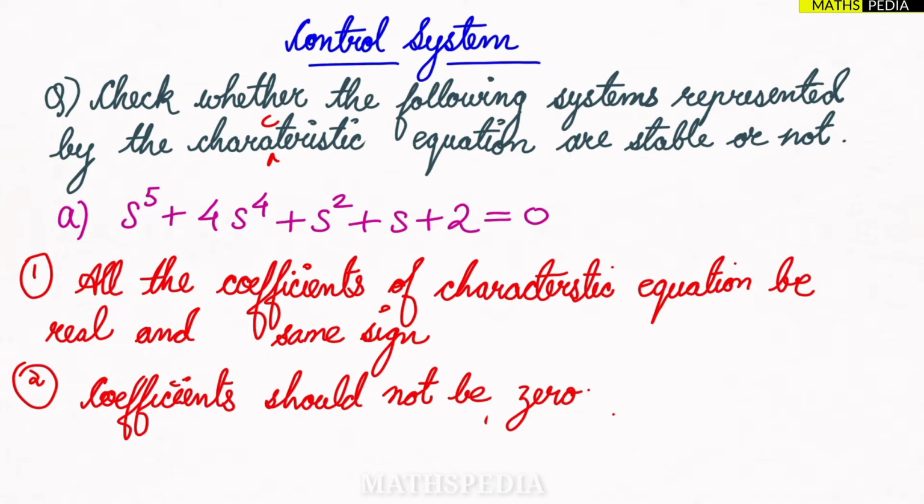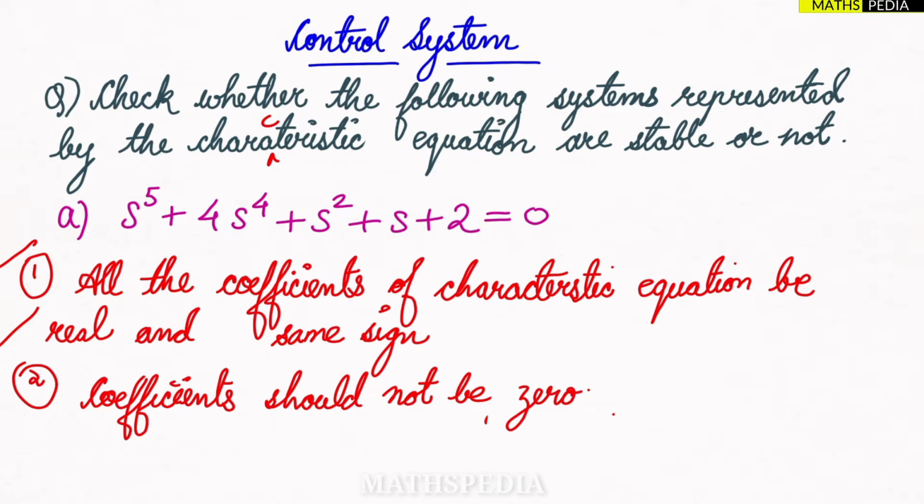So in this video we are going to understand, if they give you the characteristic equation, whether we can identify the system is stable or not. Let us see. For that, two conditions should be satisfied. All the coefficients of the characteristic equation should be real and of the same sign, and no coefficient should be 0. Coefficient of s should not be 0.